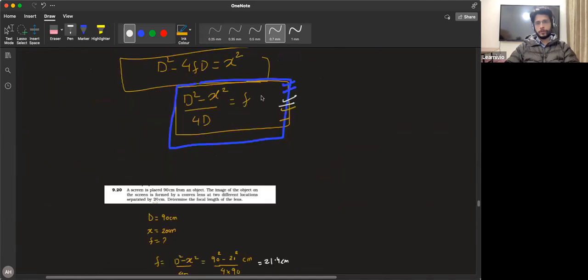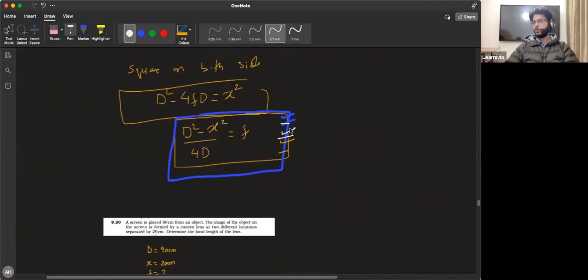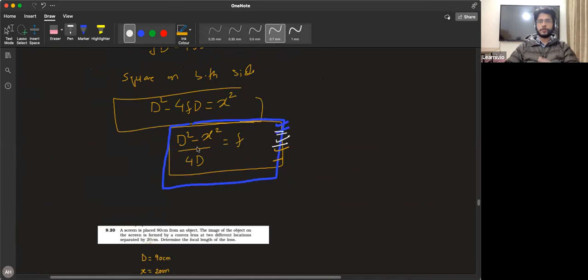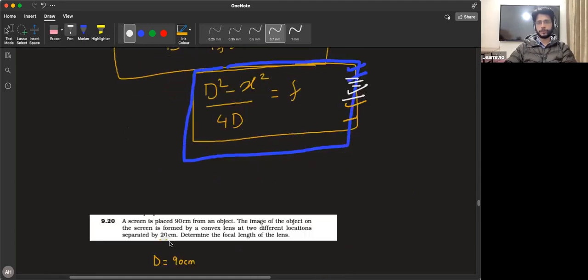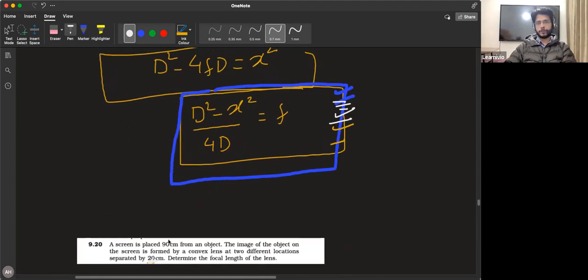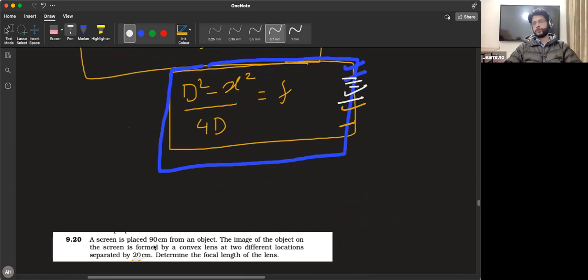Yes. This is the final result that you use in numericals. So the focal length is D square minus x square by 4D. This is the relation between the focal length, the x, which is the separation between the two positions of the lens, and capital D, which is the separation between the object and the screen. Please note it down. And this is the question given in NCERT, which is based on this method. Just note down this formula and then this question.